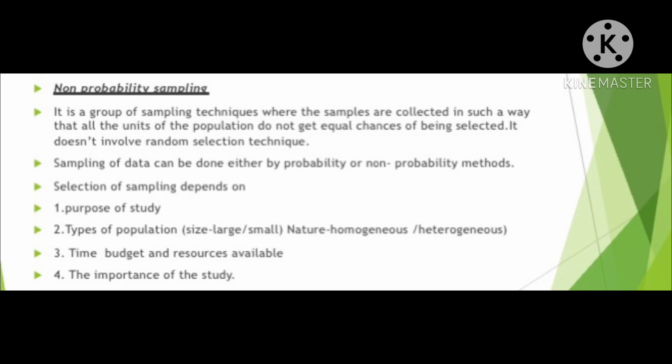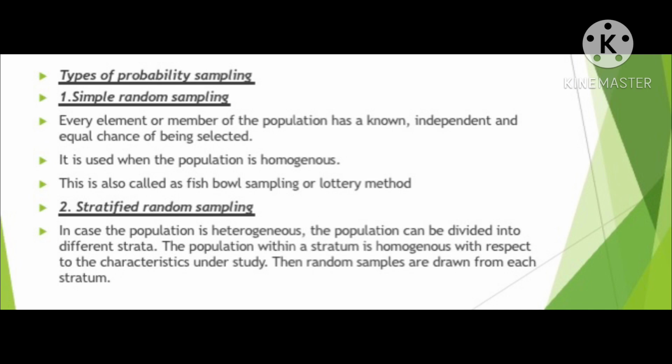Then whether the population is heterogeneous or homogeneous. Homogeneous means most of the subjects have common characters. Heterogeneous means they differ very much. Their character is different. So the population is known as heterogeneous. Now let us see what are the different types of probability sampling. Probability sampling in the sense all the subjects in the population will get an equal chance of being selected.